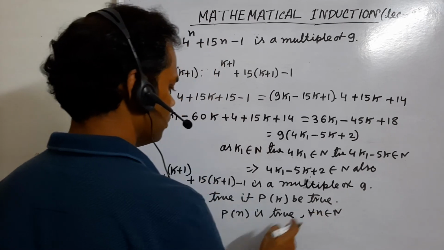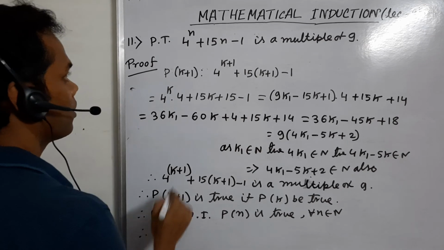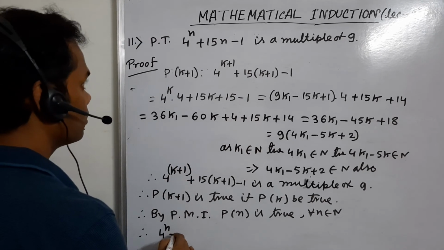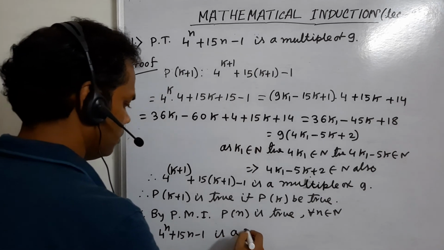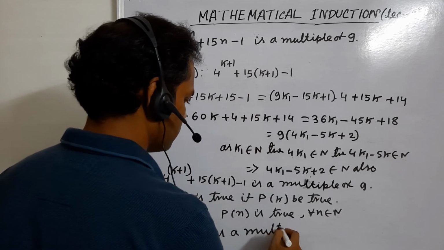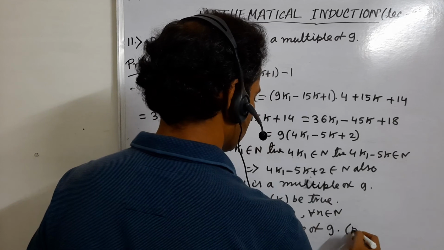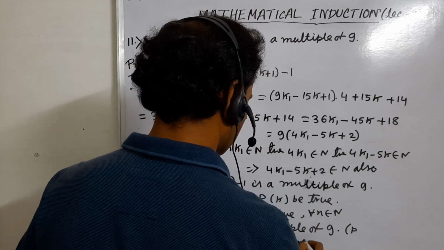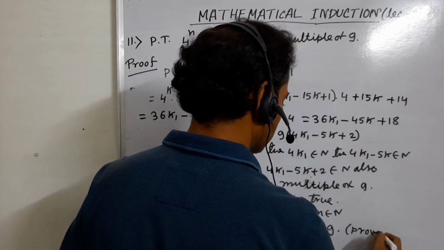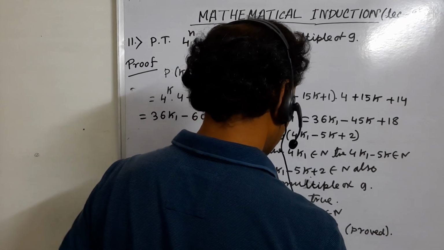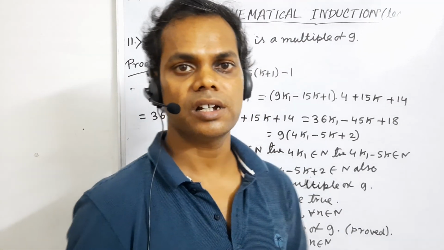This is the for-all symbol, or where n belongs to N. Therefore, 4 to the power n plus 15n minus 1 is a multiple of 9, where n belongs to N, or for all n belongs to N. Anyone can you write? You can write any one of them. So this is proved. In the next video on this topic, we discuss few more sums.